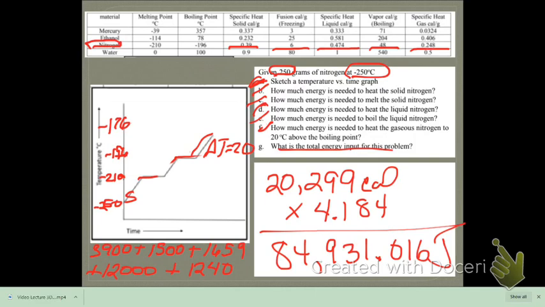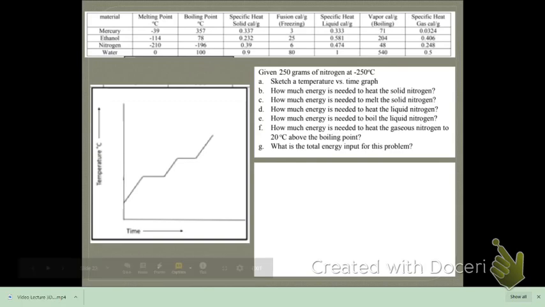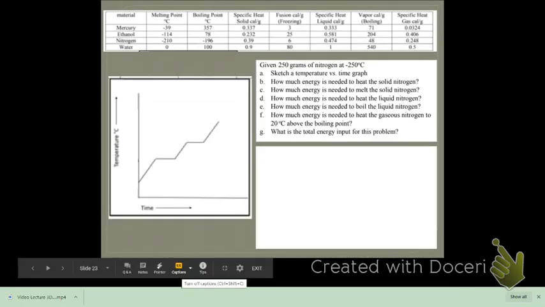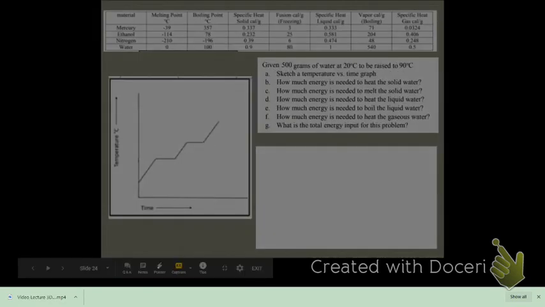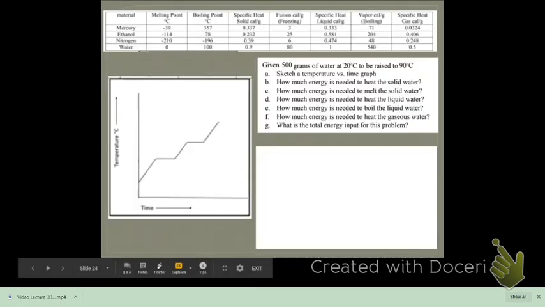I think we did pretty good. All right, let's do one more, because why not? All right. So one more. There we go. This time, we're dealing with water. We have 500 grams of water, and it's at 20 degrees to be raised to 90 degrees Celsius. So let's first find our melting and boiling point. This is our melting point. This is our boiling point. When we find water here, we find our melting point is 0 degrees. Our boiling point is 100 degrees.